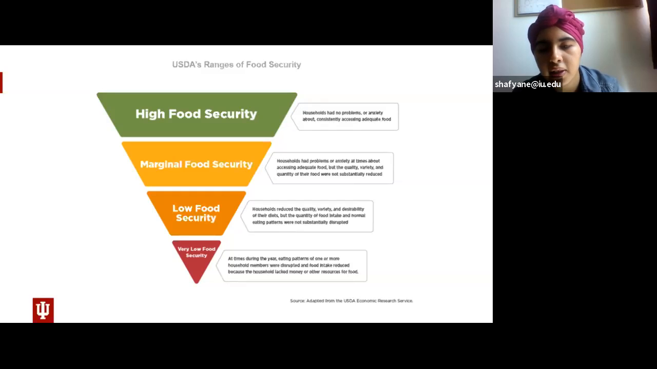Low food security is when there is a limited selection of food available, however the quantity of the food being consumed has stayed the same. And lastly, very low food security is when throughout the years, at times, the eating patterns were disrupted due to not having enough money or resources to be able to spend on food.